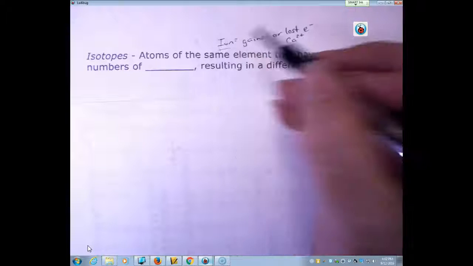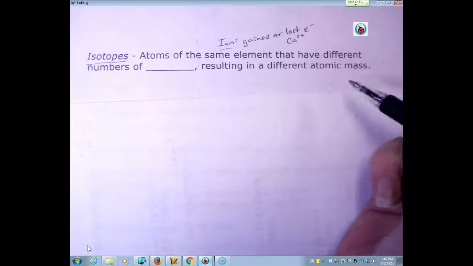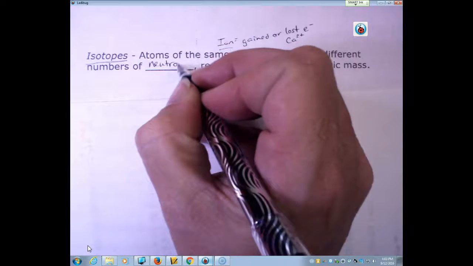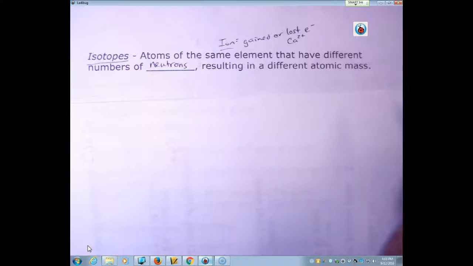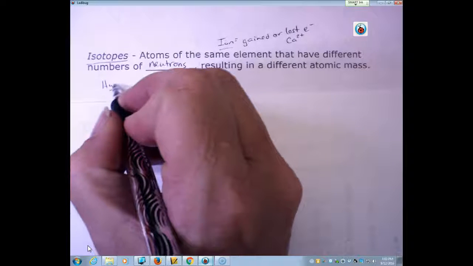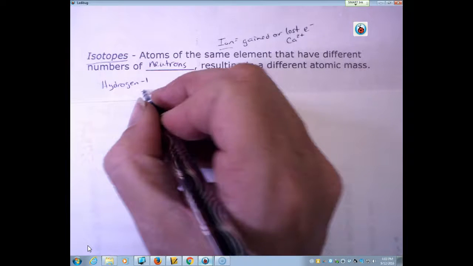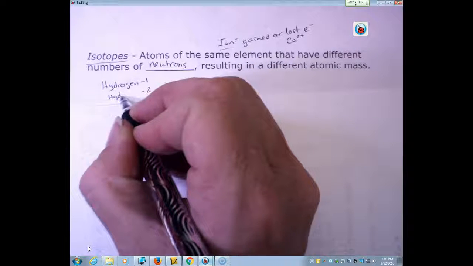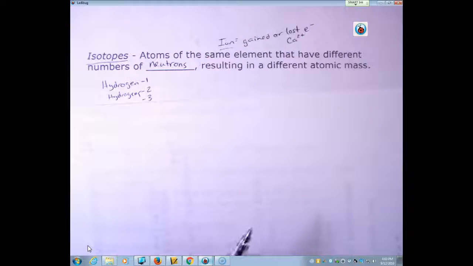Another I word is isotope. Isotopes are atoms of the same element that have different numbers of neutrons. And because neutrons are built into the atomic mass, they're also going to have different mass. So an example of some isotopes: we have hydrogen-1, we also have hydrogen-2, and we have hydrogen-3. They're all hydrogen, but they have different masses, and the reason is because they have a different number of neutrons.